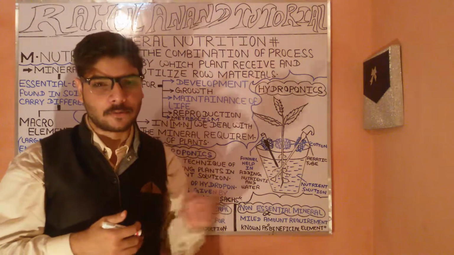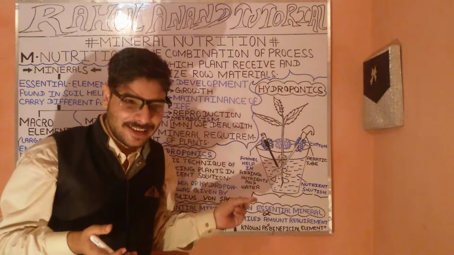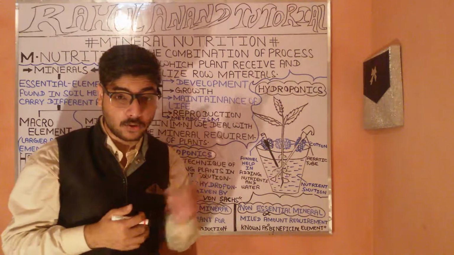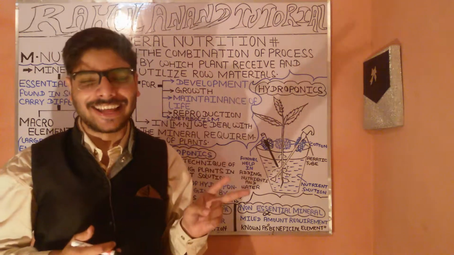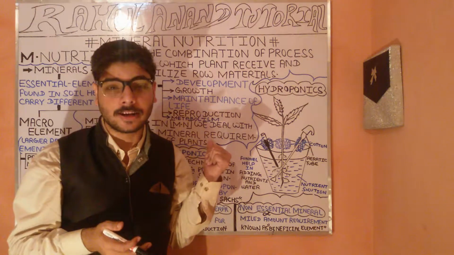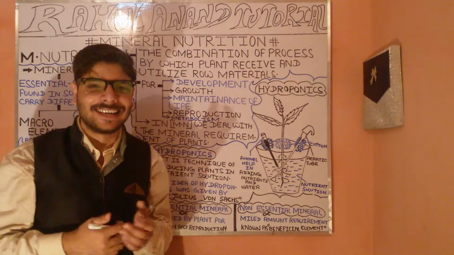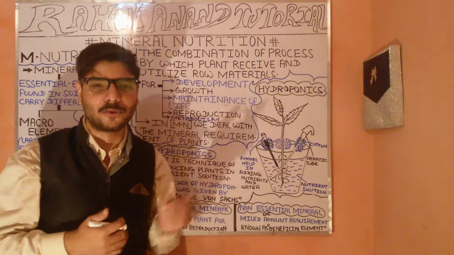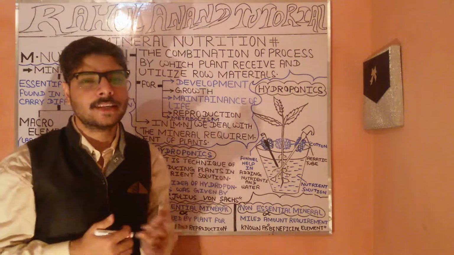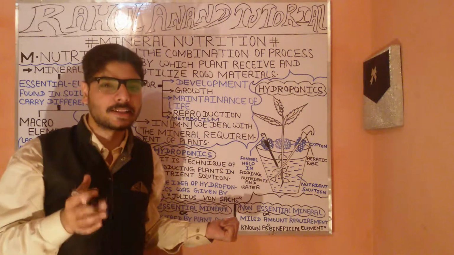I thought you have got the concept of what comes under mineral nutrition, such as what mineral nutrition is and why it is required. We understood that macronutrients are divided into two broad categories: the primary elements, then the secondary elements. We also dealt with hydroponics, which was demonstrated by Julius von Sachs. Remember the name, very important.